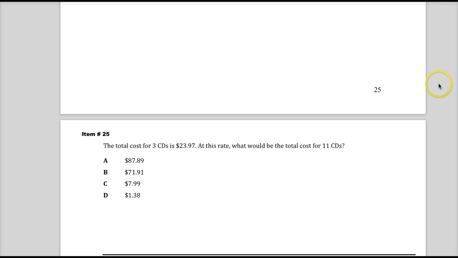Now, if you see the word rate, you're really talking about a relationship between two things, and it usually has the word per in it. So in this case, $23.97 is for three CDs. I want to know the price per CD. So all I'm going to do is take $23.97 and divide by 3.